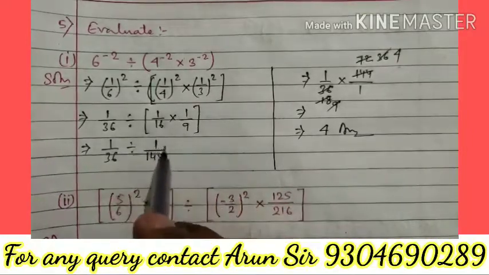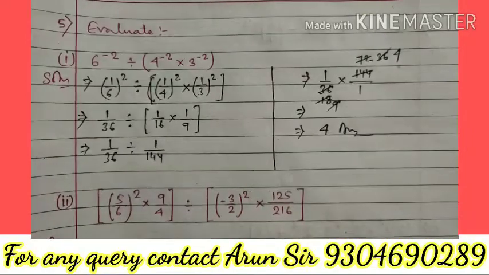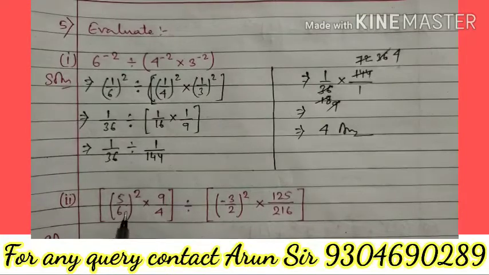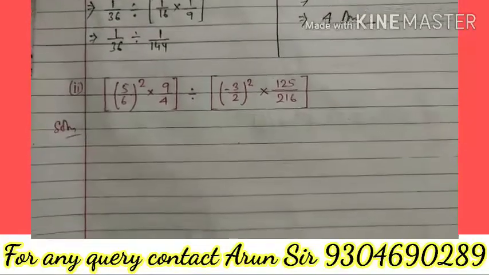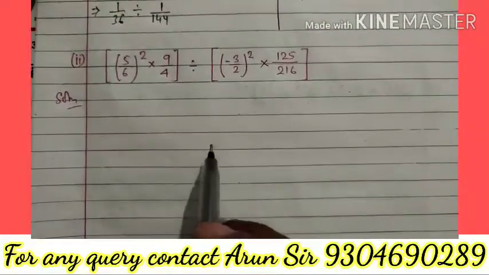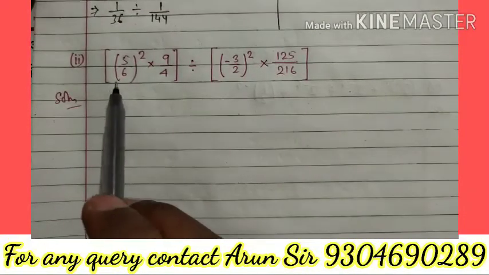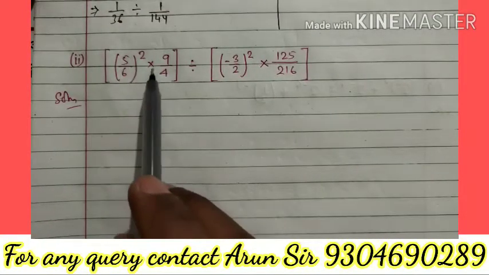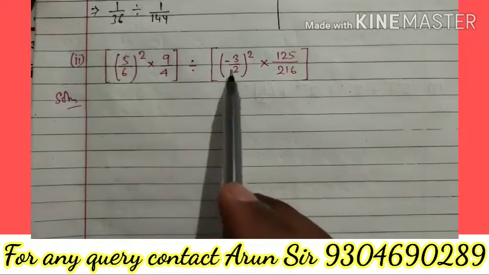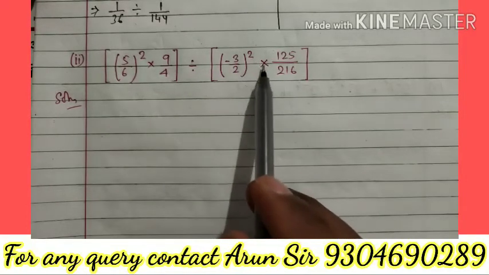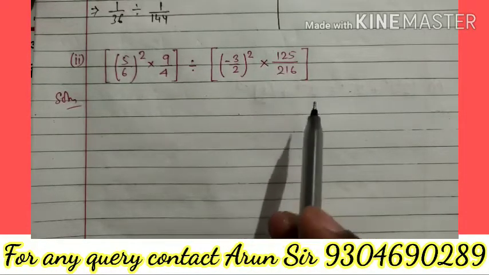This question is quite easy for you all. Let us see our next question, that is question number 2. In this question also we have to find the value. The question is 5 by 6 to the power 2 into 9 by 4 divided by minus 3 by 2 to the power 2 into 125 by 216.